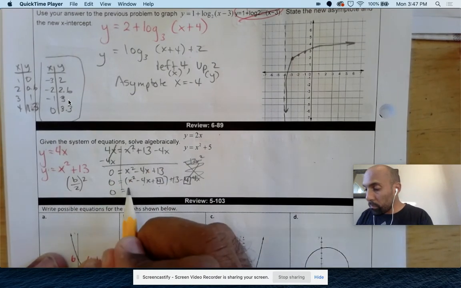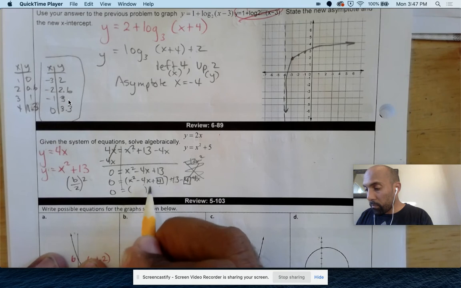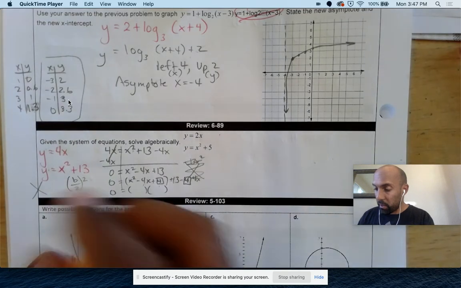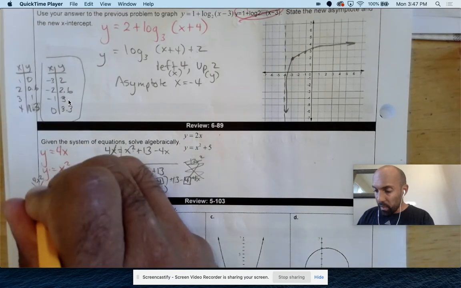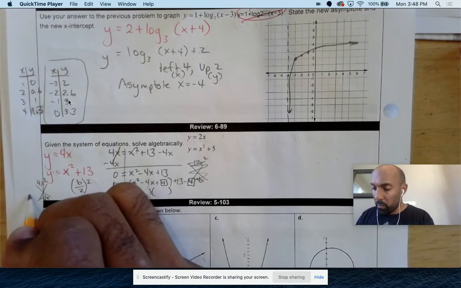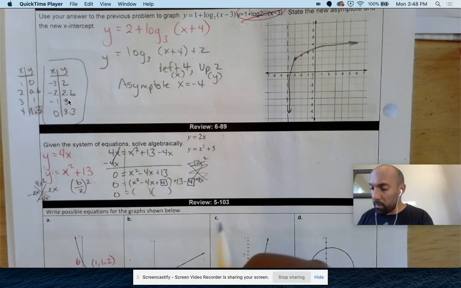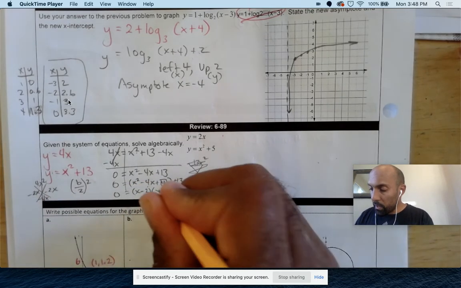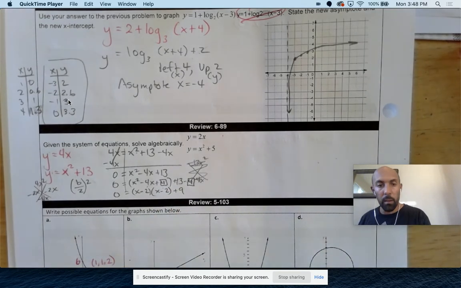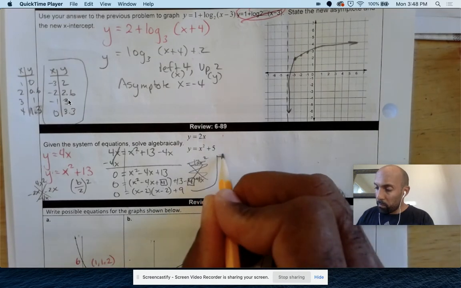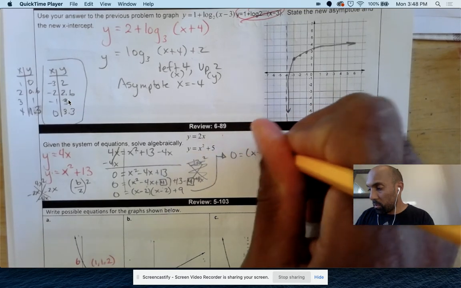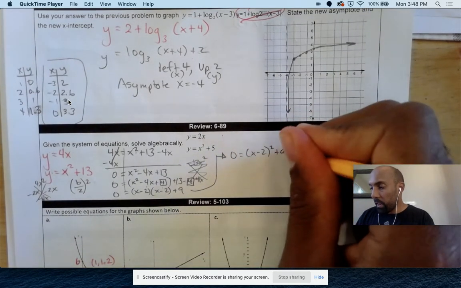All right, now I'm going to factor this out. Using the x, I put the x squared on top, -4x on the bottom. What two numbers multiply to 4 but add up to -4? That'd be -2 and -2. So that means that this is x minus 2 and x minus 2. And 13 minus 4, that would be 9. Okay. All right, let's move this on over here. So that means that 0 is equal to x minus 2 squared, because they're the same, plus 9.